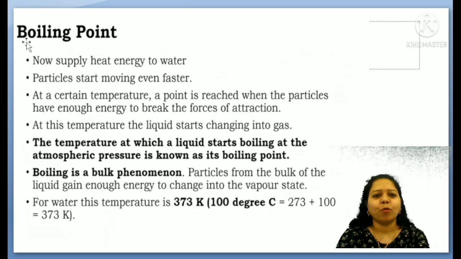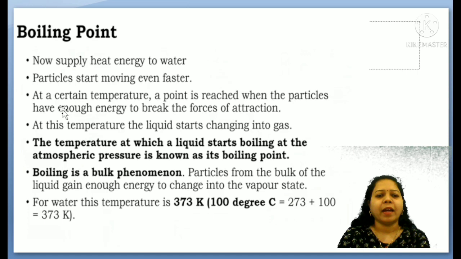Next point, that is boiling point. In day-to-day life, we use boiling point. So what is meant by boiling point? Now supply heat energy to water, and particles start moving even faster. At a certain temperature, a point is reached when the particles have enough energy to break the forces of attraction. At this temperature, the liquid starts changing into gas.